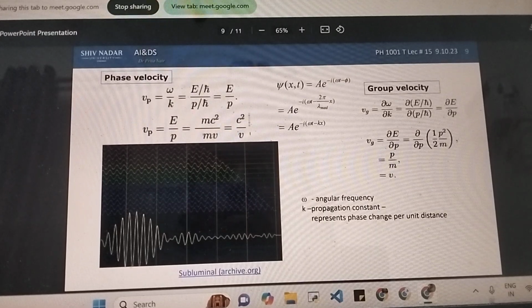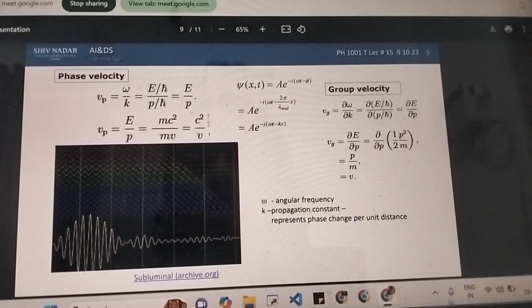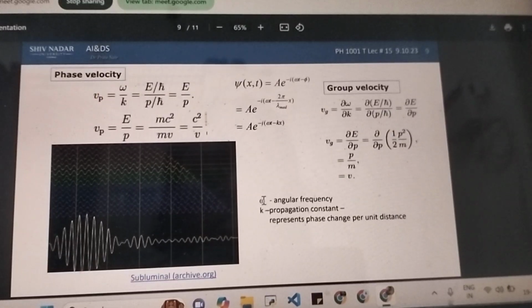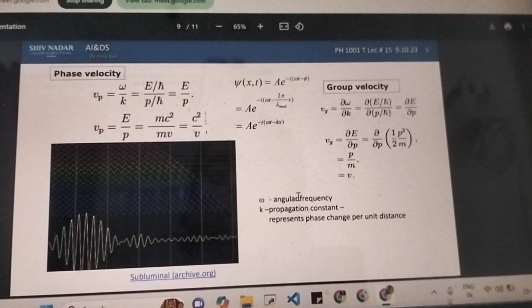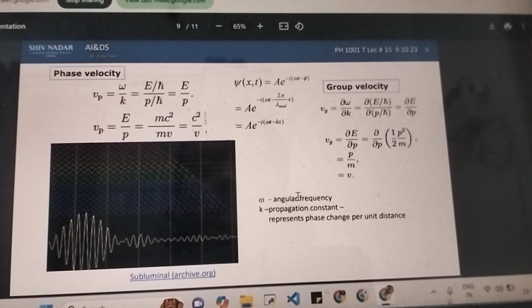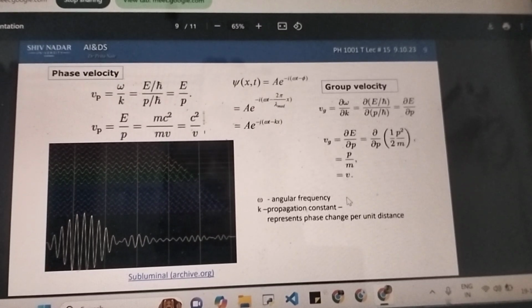So these are derivations of the expression for phase velocity and group velocity. Here omega represents the angular frequency. A frequency is the number of rotations, or oscillations, or whatever depending on context, per unit time. Because we are talking about circular motion here, angular frequency represents the number of revolutions or rotations the electron completes per unit time, and k is something called the propagation constant.